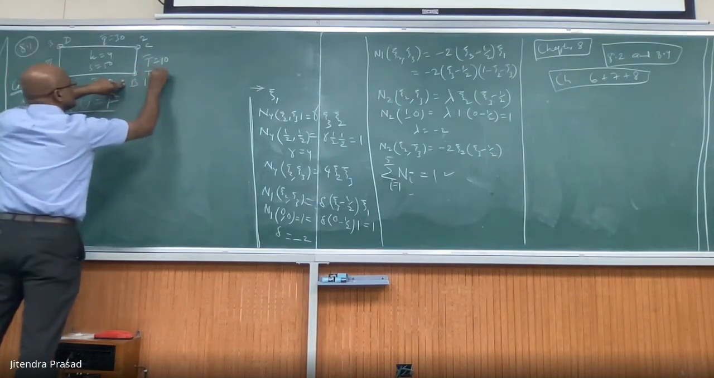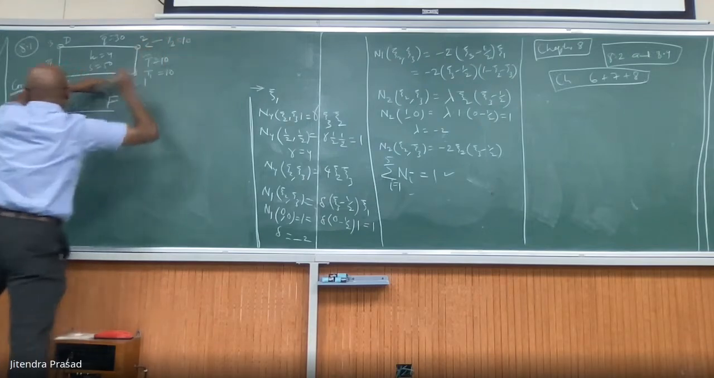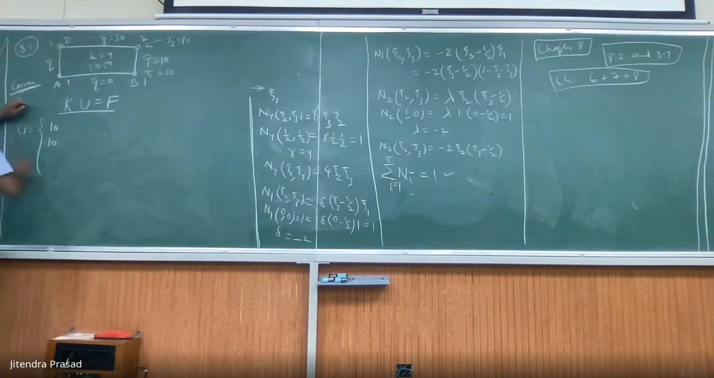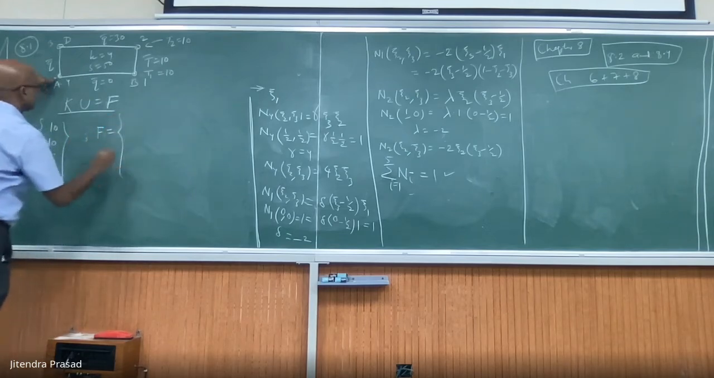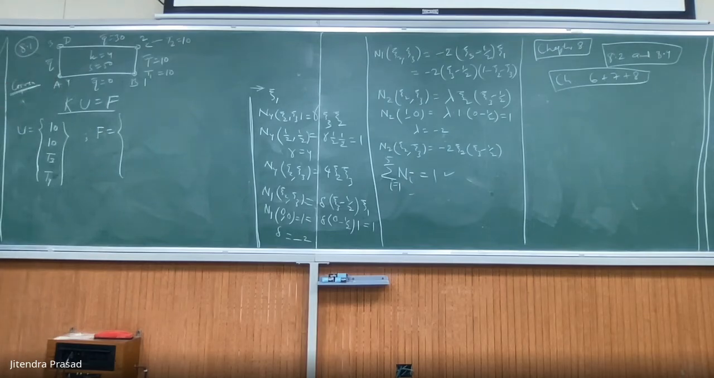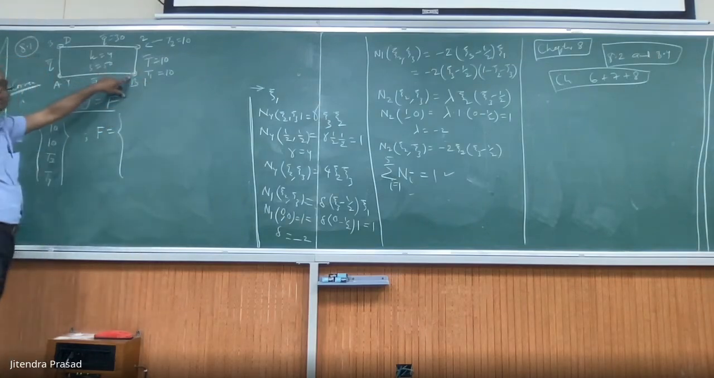T1. T1 is equal to 10. What is the value here? T2. T2 equal to 10. So you write 10 and 10. Now what is the value here? T3. Do you know? Don't know. So you write T3. What is the value here? T4. So U is complete. Right? Now the force vector F. Now you have to look at the force vector. Starting from here, what is the value of the force vector here?